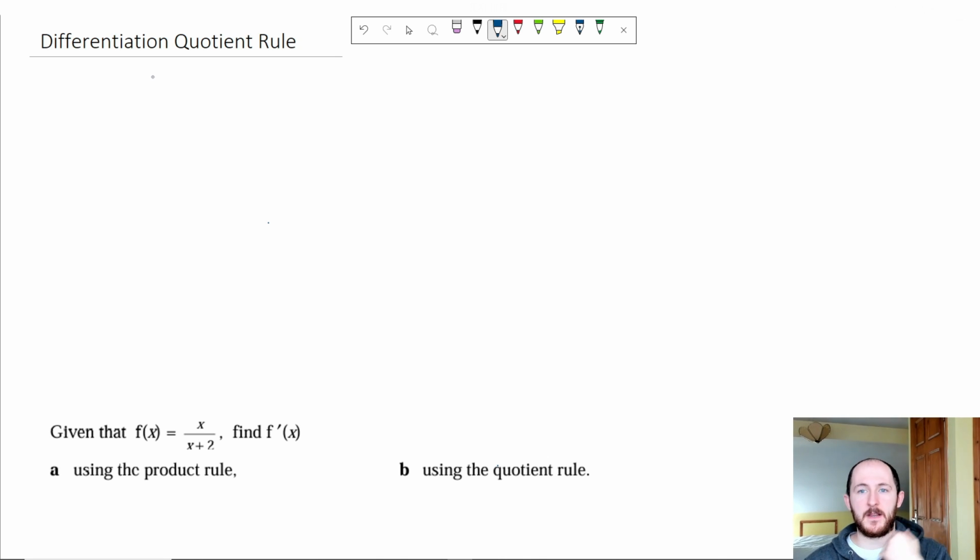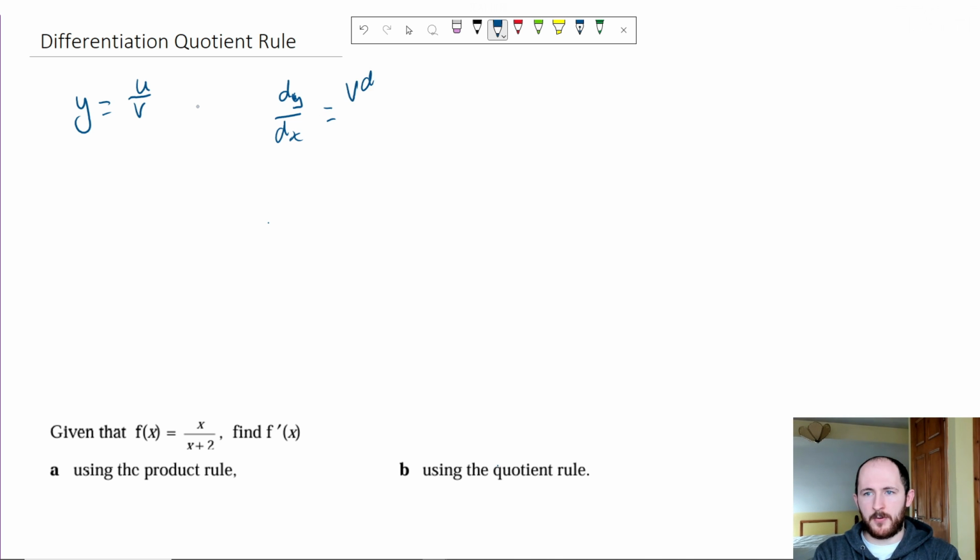This time we're looking at the quotient rule for differentiation. The quotient rule is used when you have a quotient, which is essentially when you have two functions of x dividing each other. Then the quotient rule is very ugly, and it's very particular.